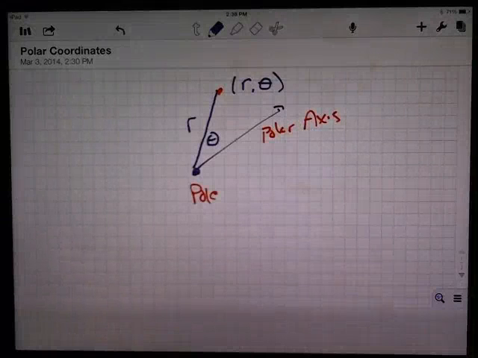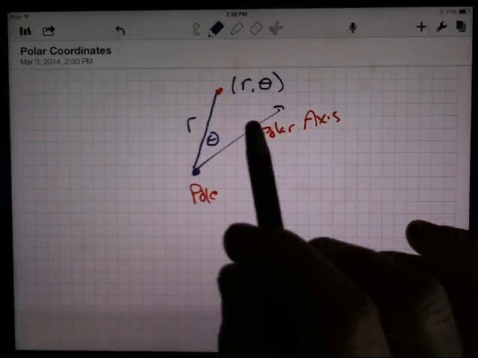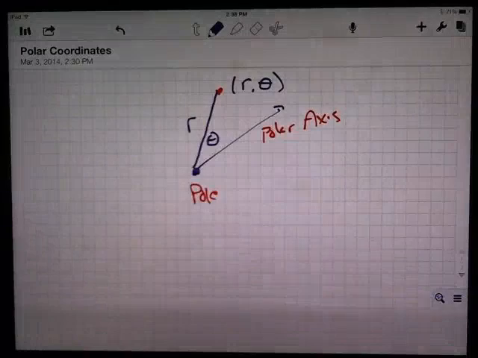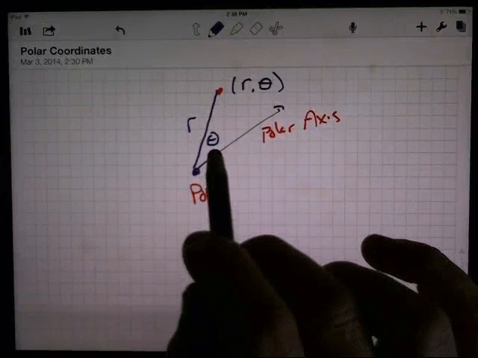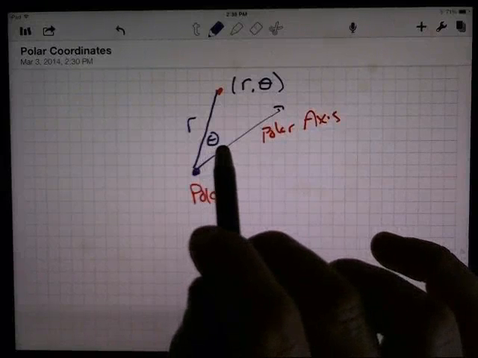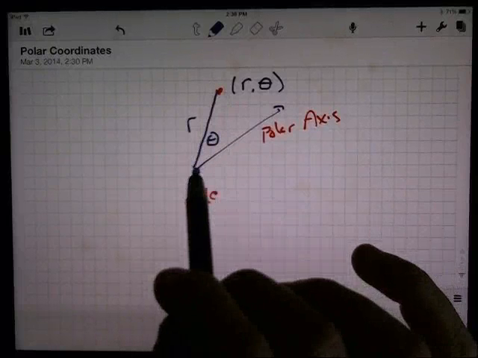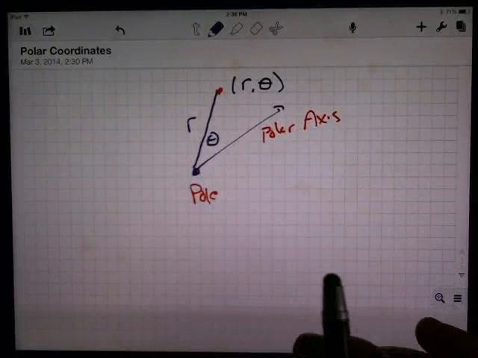It looks like x comma y, just a pair of numbers, but we need to know that when we're in polar coordinates, the first coordinate represents the distance away from the origin, and the second coordinate is the angle from the polar axis. Did I say distance from the origin? Distance from the pole, right?